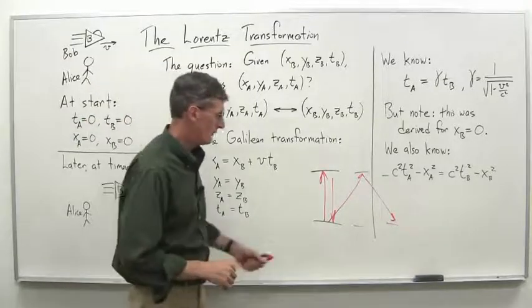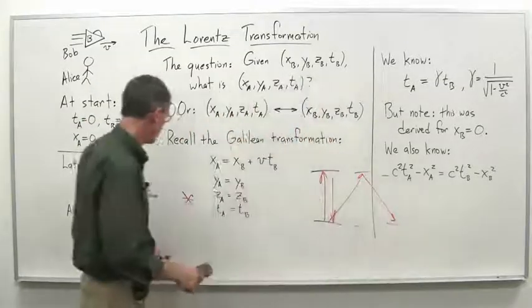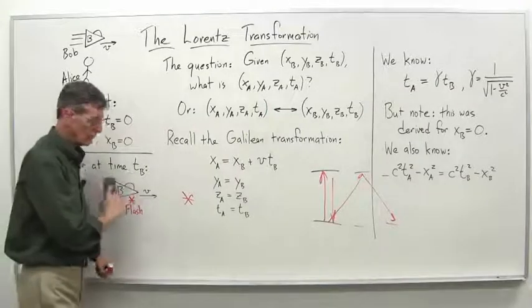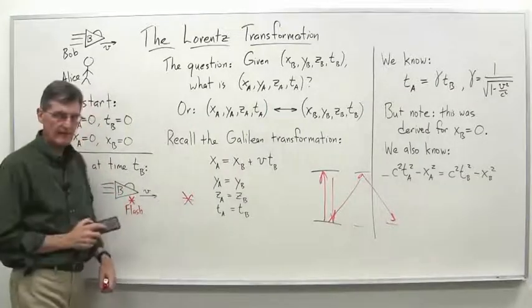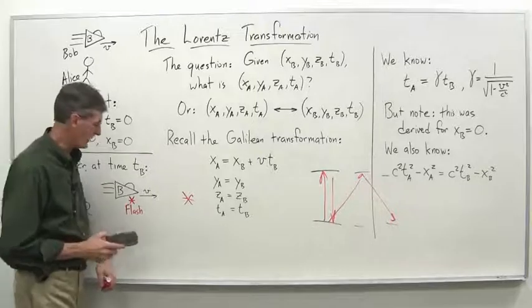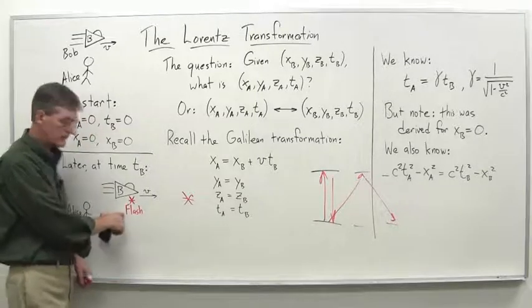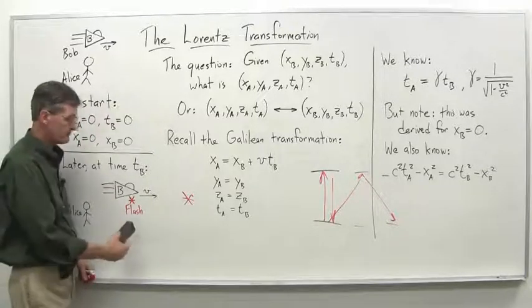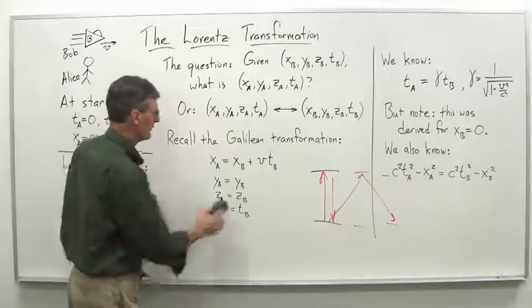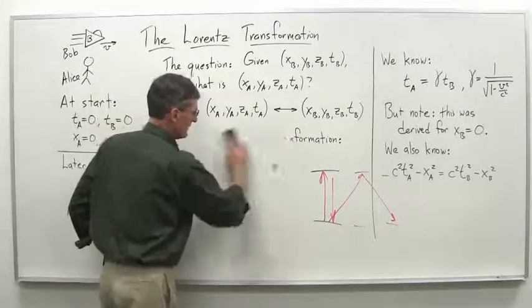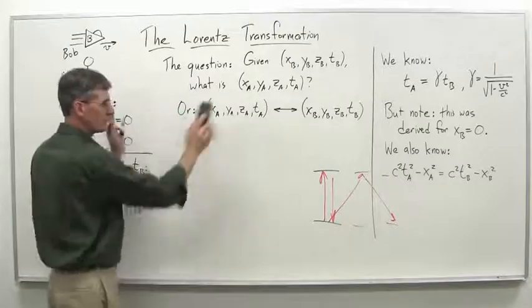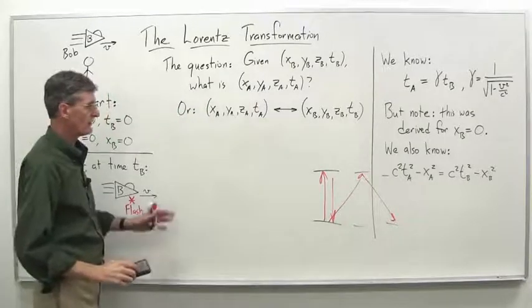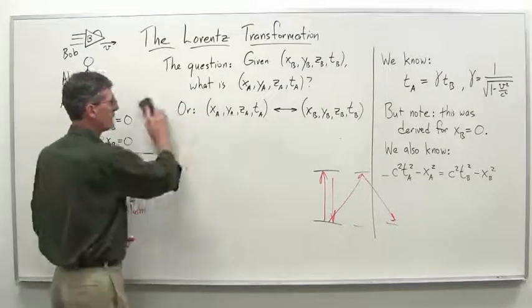So we're going to start off by considering, in a couple of minutes, the flash of light out here at a general location. But let's do the flash of light first at Bob's location. So that's where we're going to head here and see what we get. That's our general question. That's our goal. We want to be able to transform back and forth.